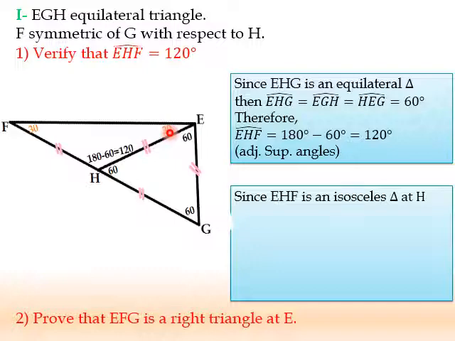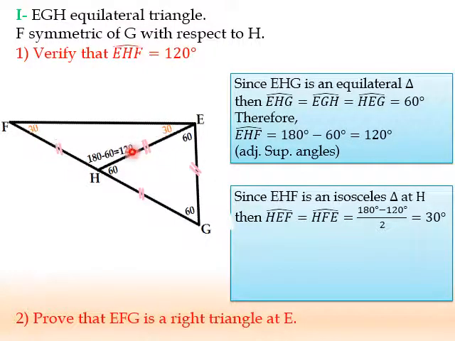But what's their measure? Again, the sum of angles in a triangle is 180. So 180 minus 120, all divided by 2, since I'm finding each one alone. Or you can say that 180 minus 60 equals 120, then HFE equals FEH equals 60 over 2. Both ways are correct and will give me the same result, which is 30 degrees.